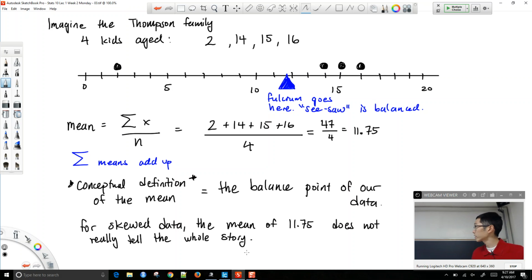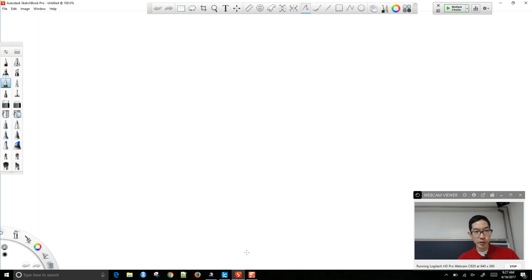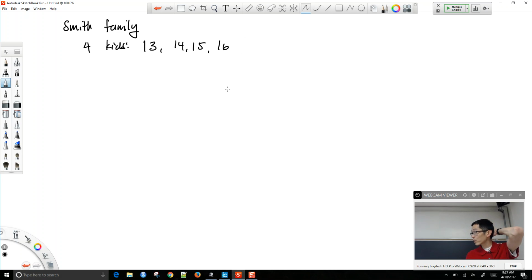Okay, let's just do a quick comparison. So that's the Thompson family. Let's say we've got the Smith family, and the ages of the kids in the Smith family, also 4 kids, are pretty much the same except the last one. Let's say that goes 13, 14, 15, and 16. So the first 3 kids are the same, 16, 15, 14, and then the last kid is 13.